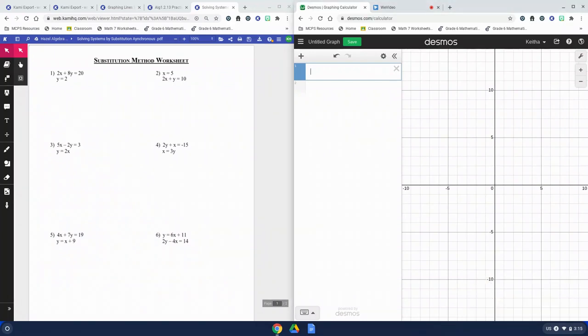So today we're going to solve systems of equations by substitution. This is a continuation of what you did on Monday and Tuesday, right? We're just going to practice some problems, practice our equation solving skills. And I have my Desmos graphing here because we want to check our work when we're done, right?